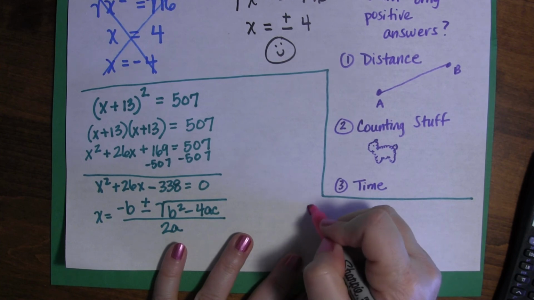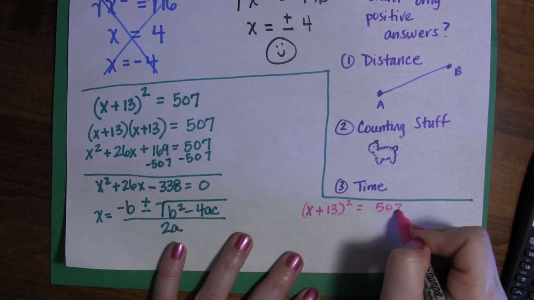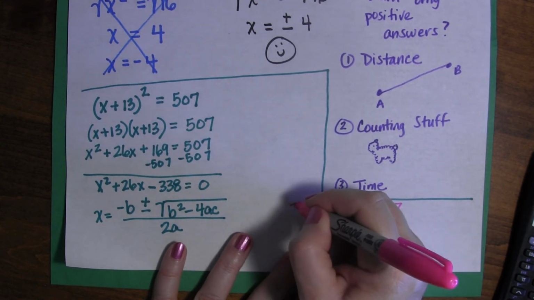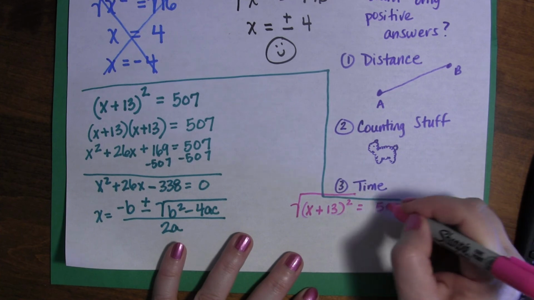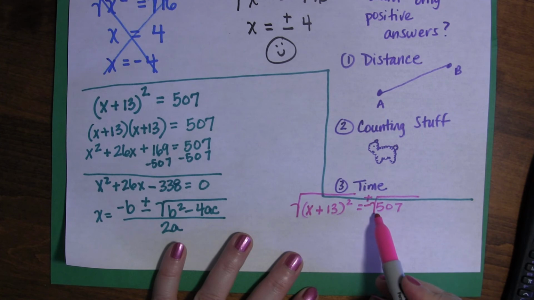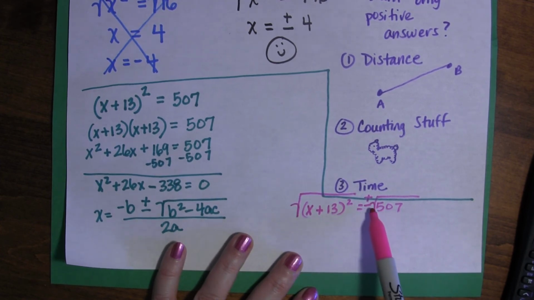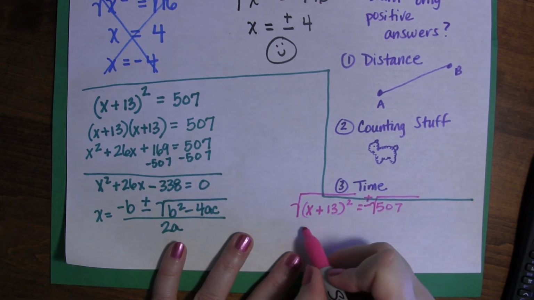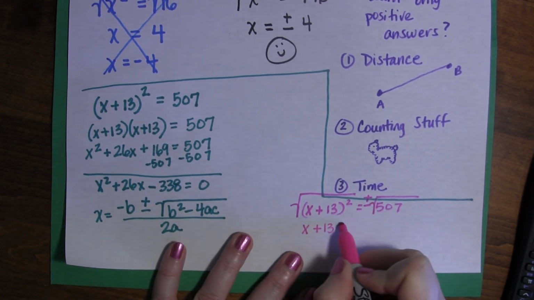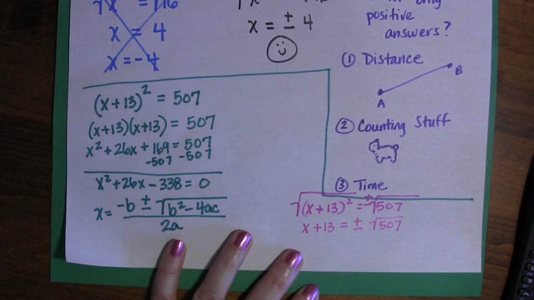So I'm going to say x plus 13 quantity squared equals 507. And this time, I'm going to take the square root of both sides, remembering to put my plus or minus in front of the square root sign because I want to consider negative numbers. I mean, I don't know that I'm dealing with distance or sheep or time, so I am going to want to think about negative numbers. So then that gives me x plus 13 equals plus or minus the square root of 507.